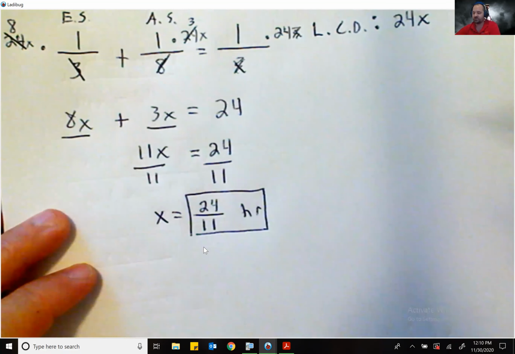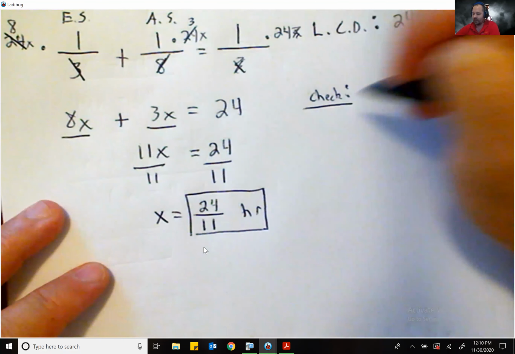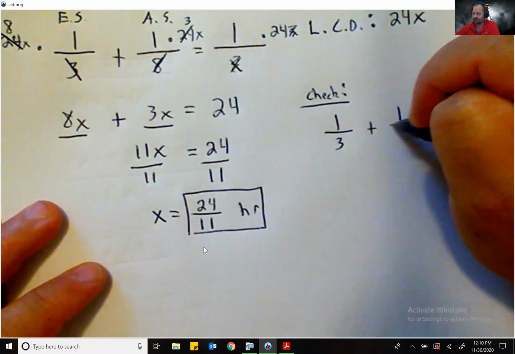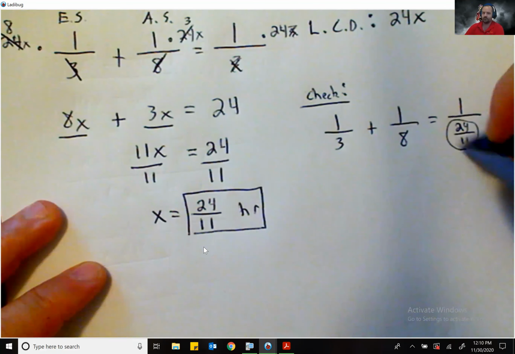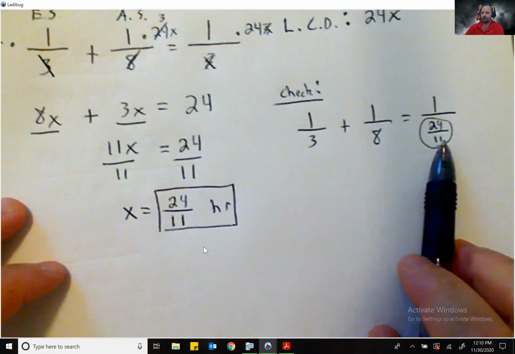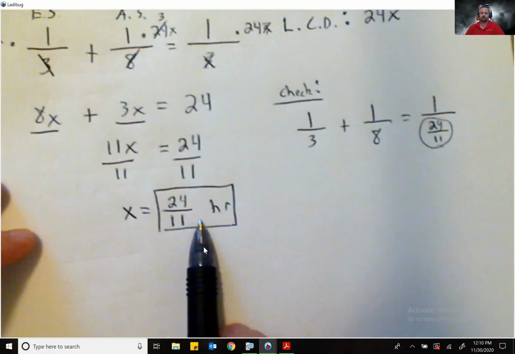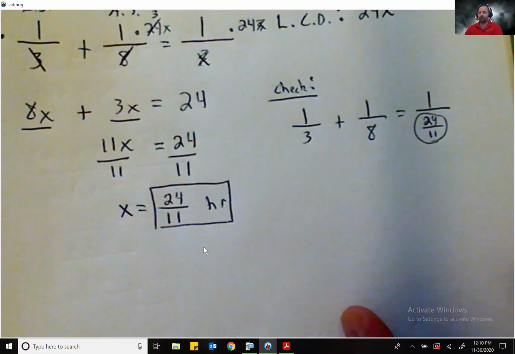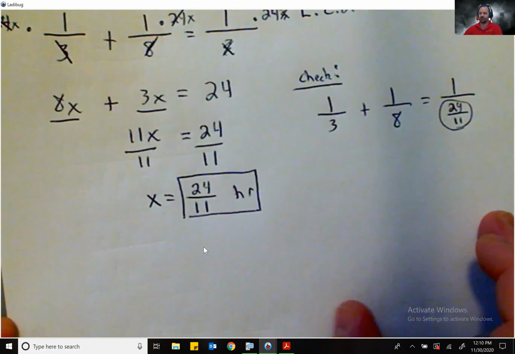And of course we should check it. I meant to do that. Again, all you're making sure is that your denominator is not 0. So if I put 24/11 here, is that 0? No, that's 24/11, so this answer is fine. So there we go, there's number 17. It has a little form to it.